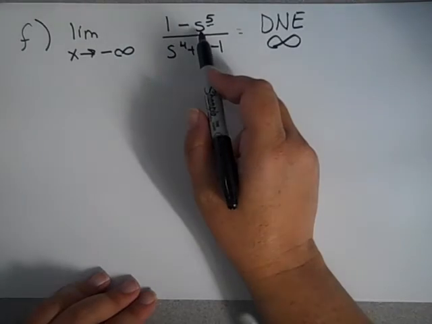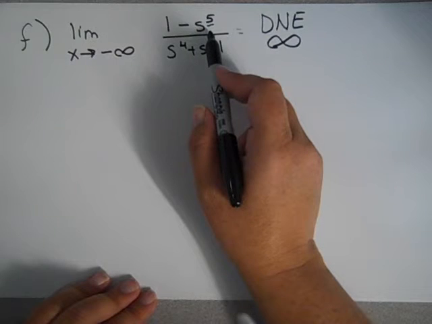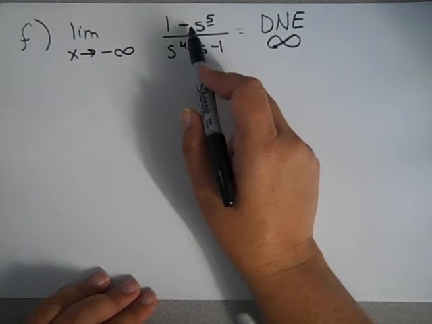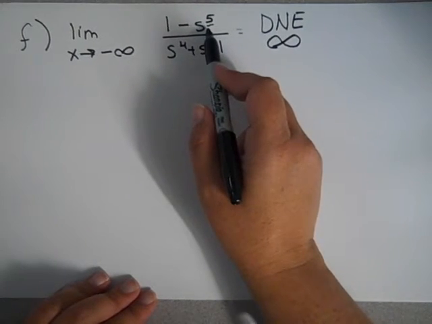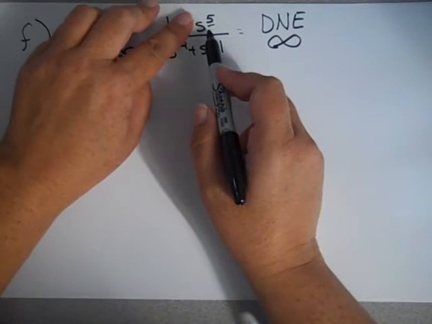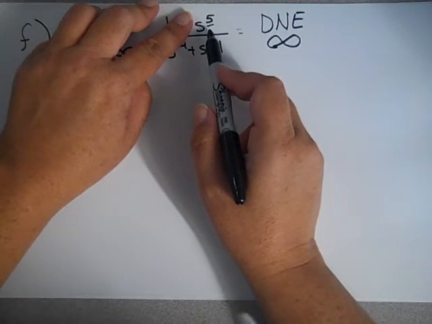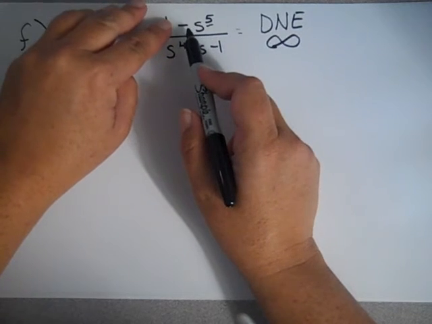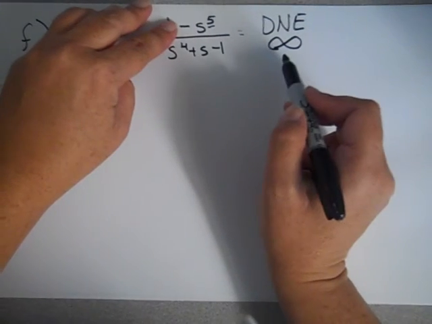So as s to the 5th goes towards negative infinity, s to the 5th gives us very big negative values. But then we stick a negative in front of a negative, and it becomes a positive.